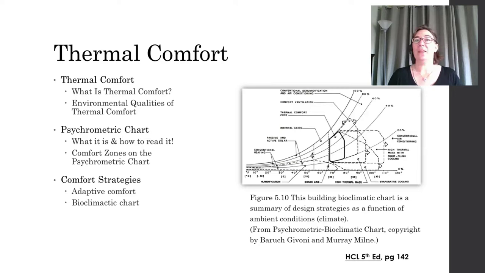Next, we'll move into the psychrometric chart, what it is, how to read it, and then map our comfort zones onto the psychrometric chart. And in the third section, we'll talk about different comfort strategies and how to adapt the environment, both personally and in a building, to provide comfort. We'll end up with the bioclimatic chart. That's what's shown on your screen right now. And by the time you get all through this, that confusing looking chart is going to be no problem.